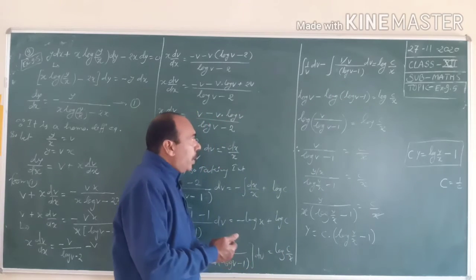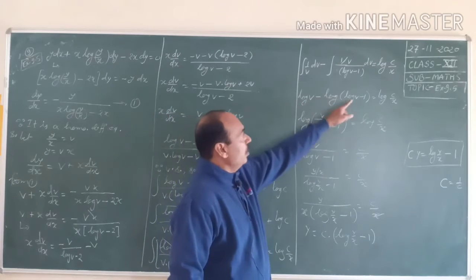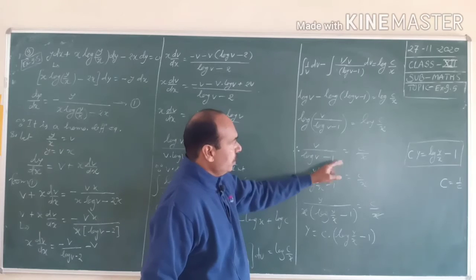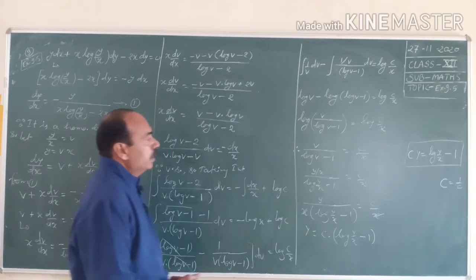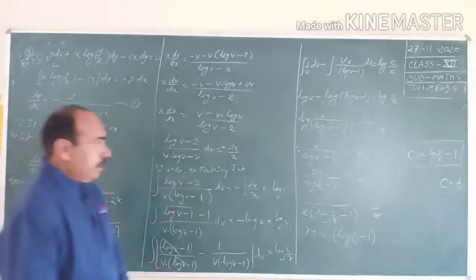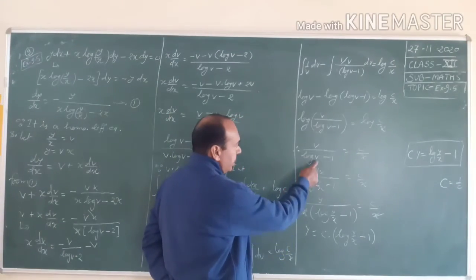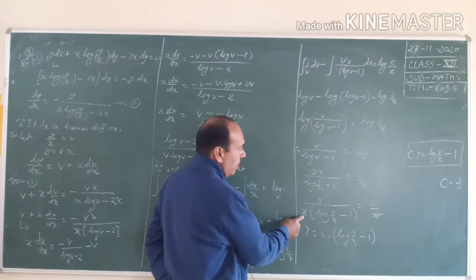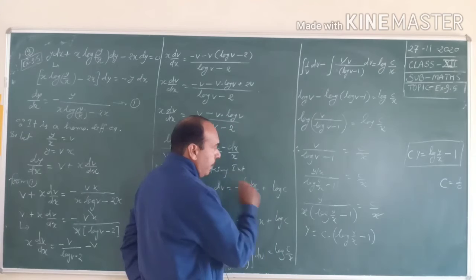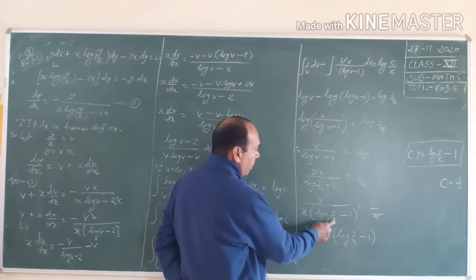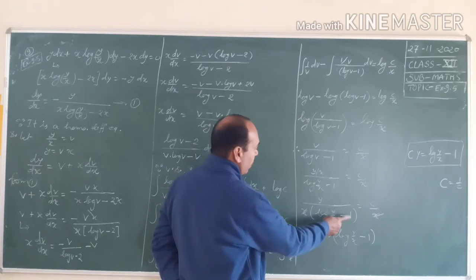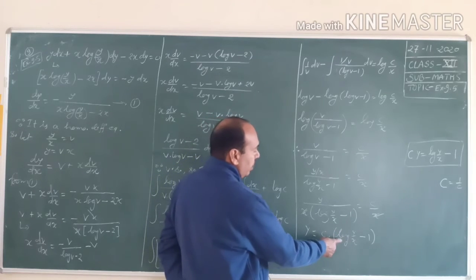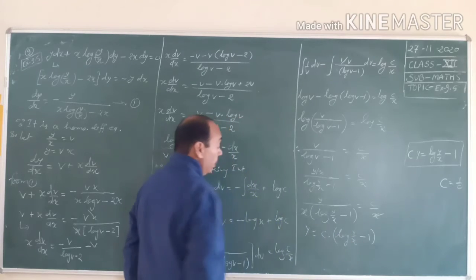Now by logarithm rules it will be v upon log v minus 1, log and log cancel out, so only v upon log v minus 1, and that side only c by x. In place of v write y upon x. So y upon x, here also y upon x, this x cancels out, so y upon log y upon x minus 1, and this bracket transfers into the right side, so you will get y is equal to c in the bracket log y upon x minus 1.